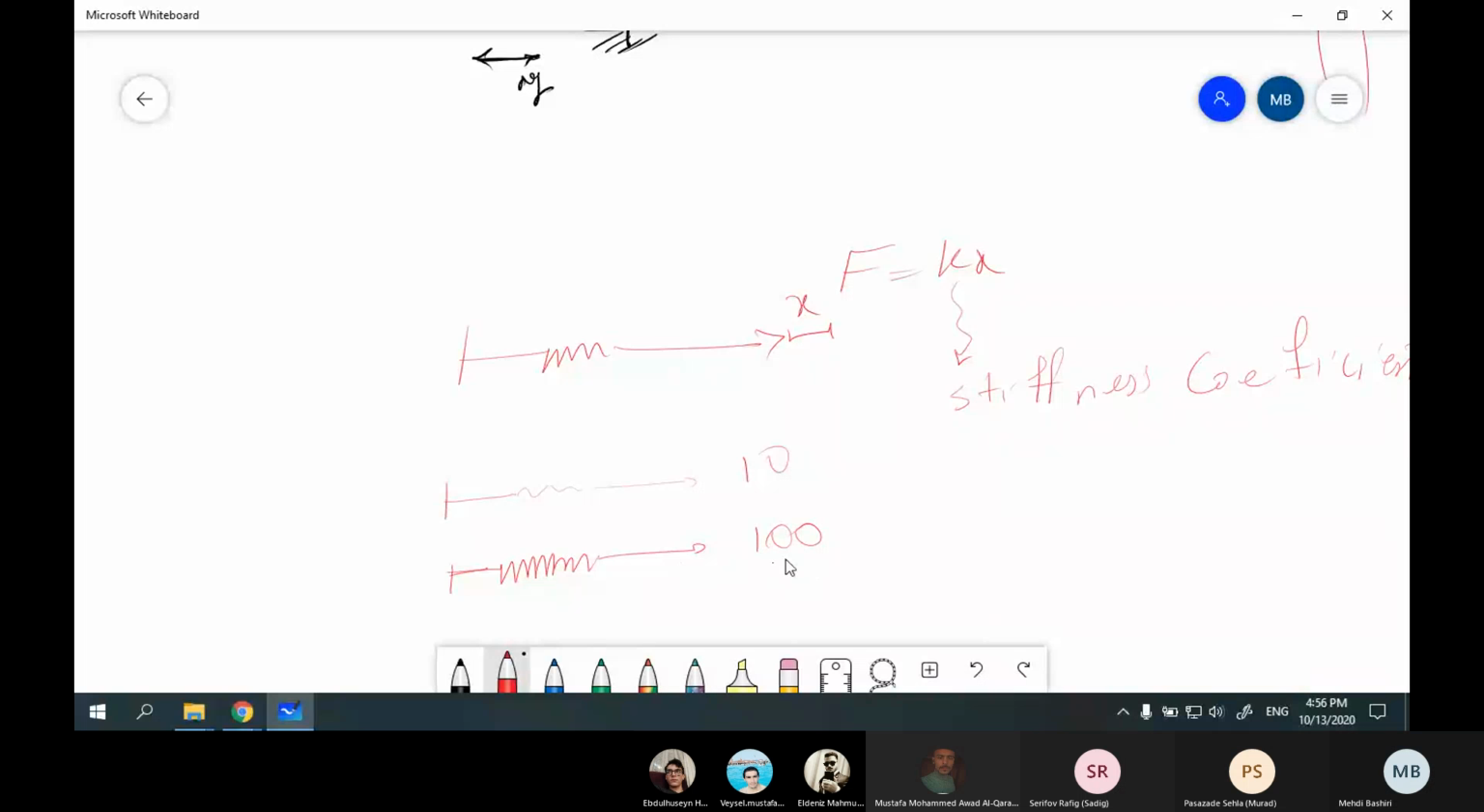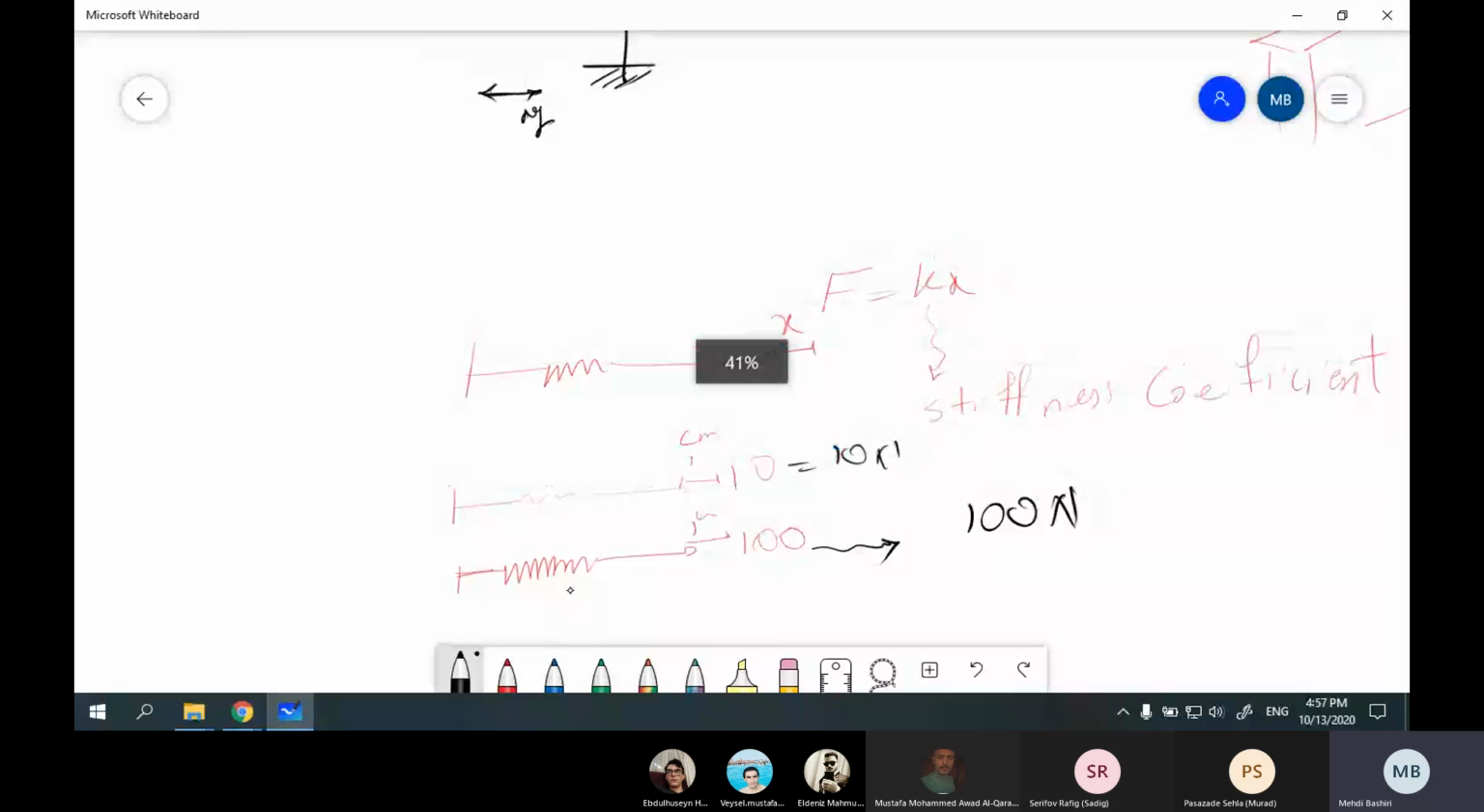This spring provides, if you move it, for example, 1 centimeter, and this one again 1 centimeter, this one provides higher forces. For this one, Kx is 1 times K of 100, which gives 100. This one provides 10. You can see that the force in the stronger spring is 10 times higher than the other one.